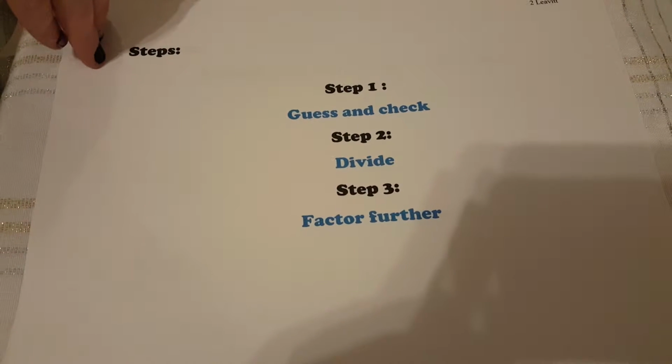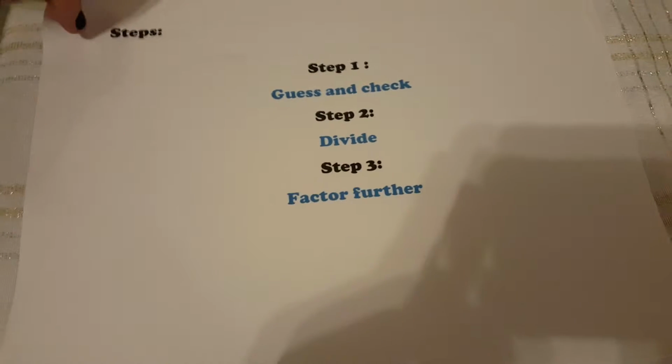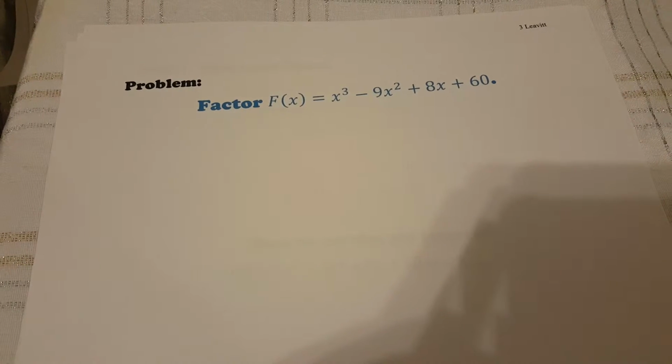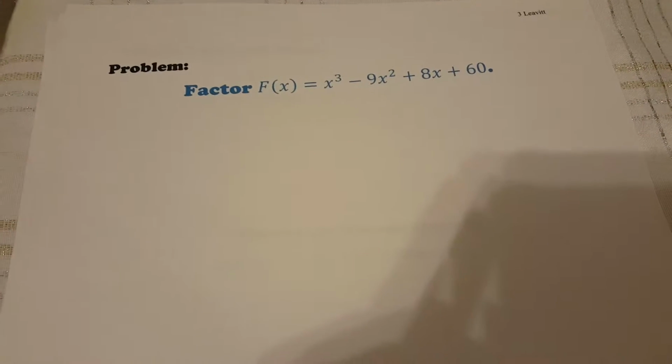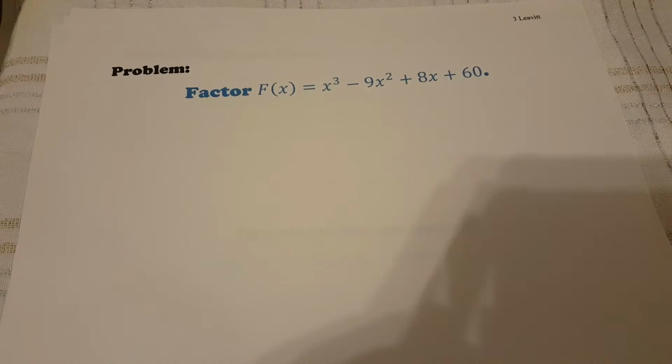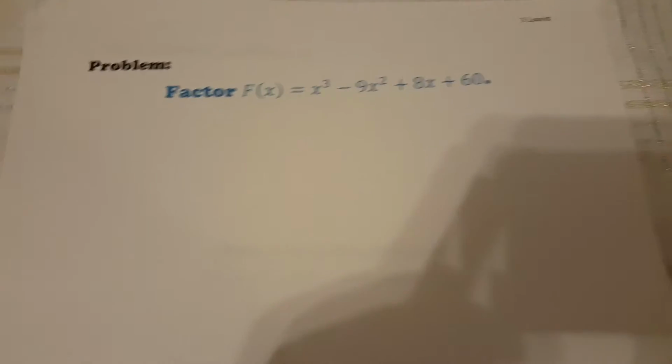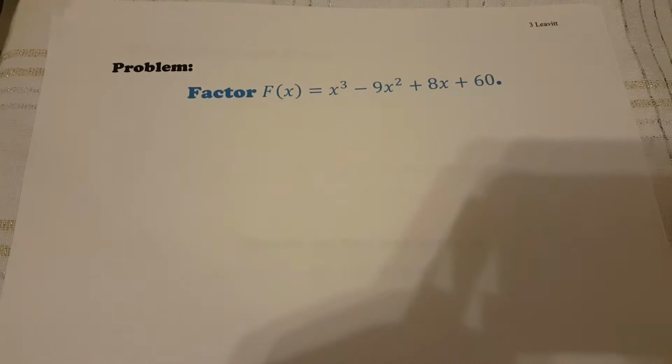So for step 1, first we should talk about the problem. The problem is f of x equals x to the third, subtract 9x squared plus 8x plus 60. And we want to factor this as much as we possibly can to its lowest terms.